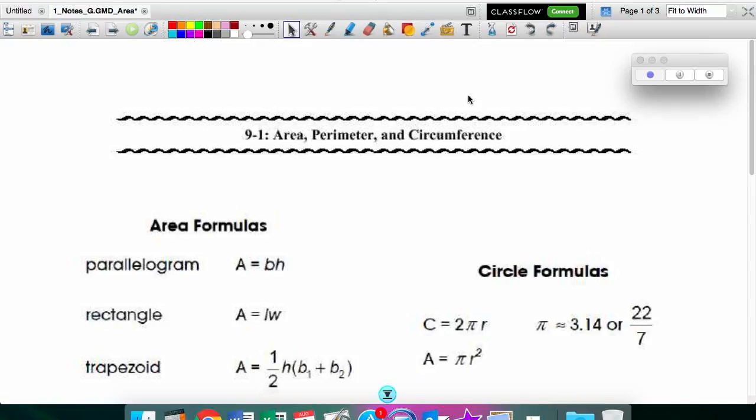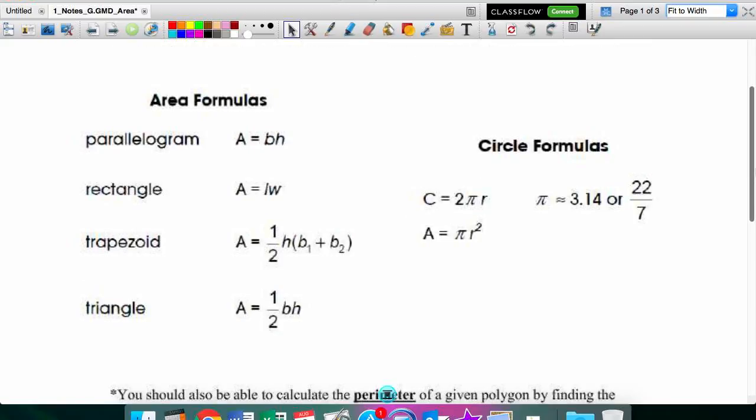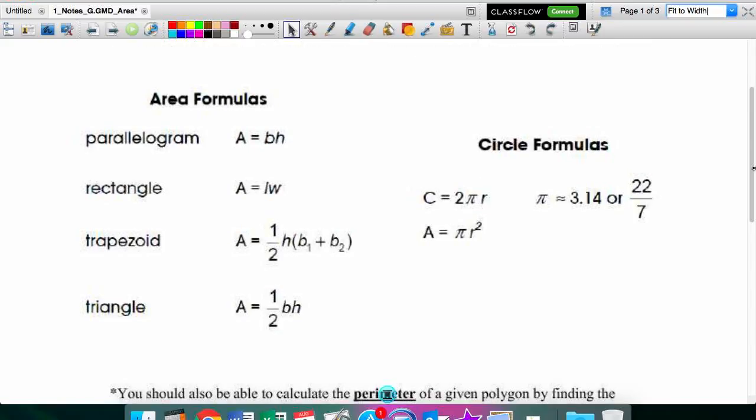It's very important that you know these formulas very well. However, oftentimes they are given on a standardized test, such as the air test. So the one thing that's nice is that it's already given to you, and all you have to do is utilize them and apply them. So at the top of your notes, you see some basic formulas. You have the area formulas on the left for your parallelogram, rectangle, trapezoid, and triangle, and you have your circle formulas for circumference and area.